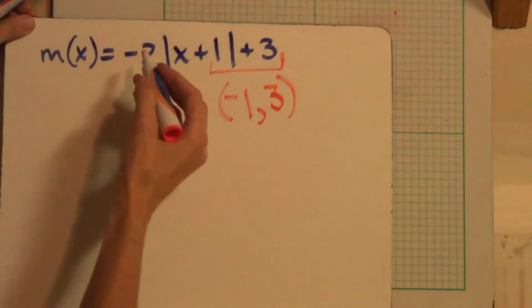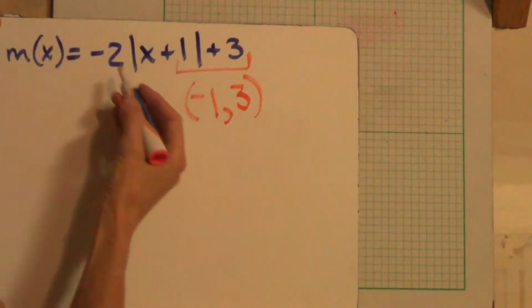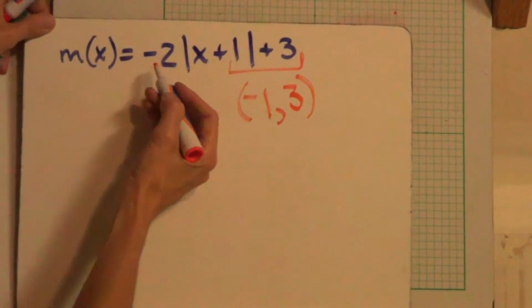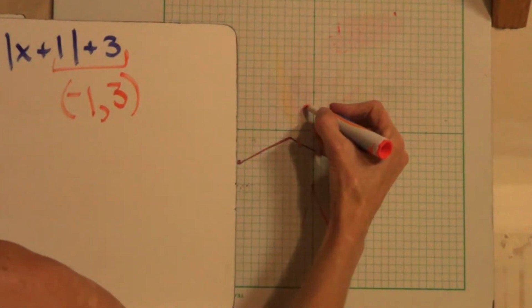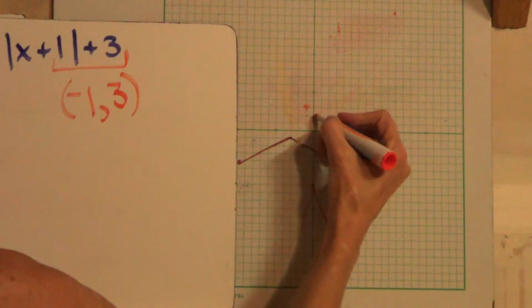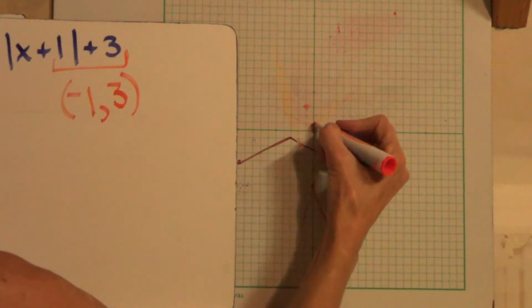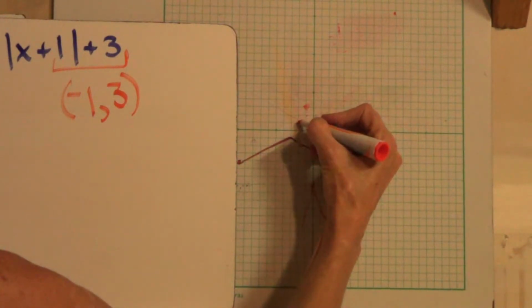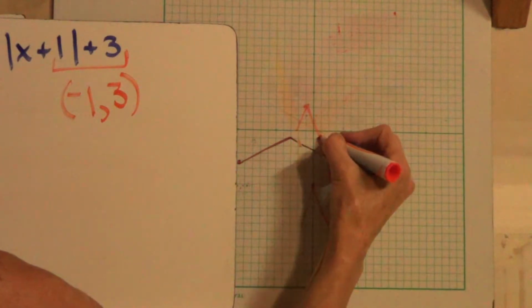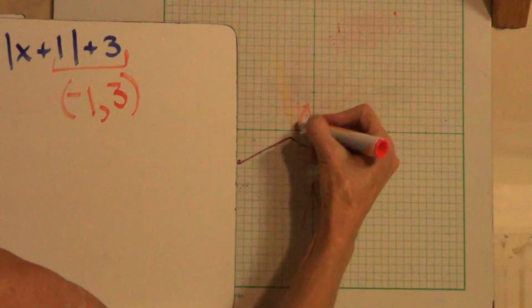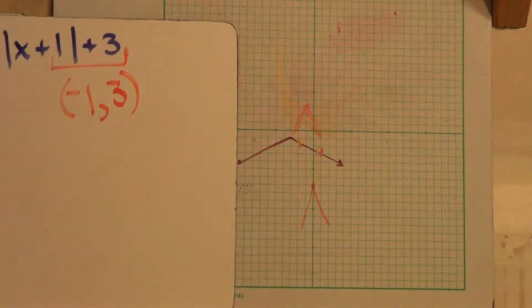Now I come back to the fact that it's stretched and that it's upside down. So I go to that vertex and I go upside down, and instead of going down 1 over 1, I go down 2 over 1 because I remember it's stretched. And then I draw it in there. Sorry, that pin's kind of fading.